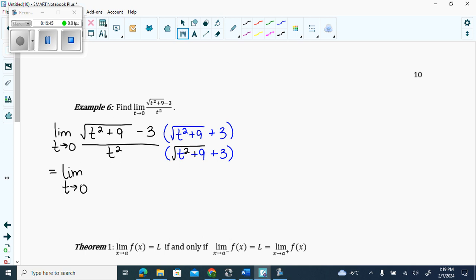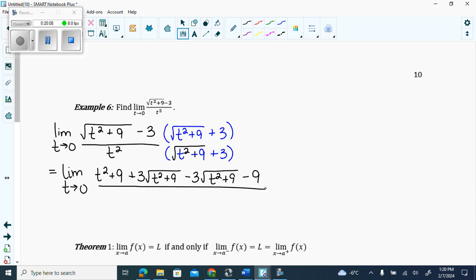So we get t squared plus 9 times t squared plus 9, sorry, root of them, which is just t squared plus 9. And then if I want to show all the work, outside I'm going to get plus 3 square root t squared plus 9. In the middle, I'm going to get minus 3 square root t squared plus 9. And then negative 3 times 3 is negative 9. All over. Now, the two that are not conjugates, I've told you this numerous times.